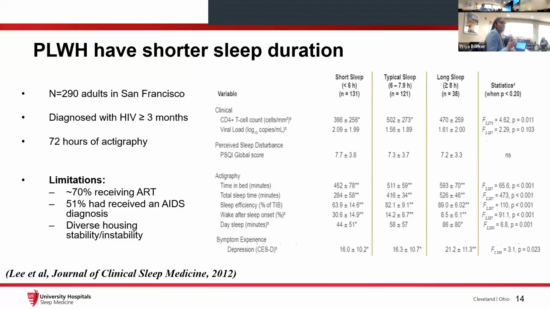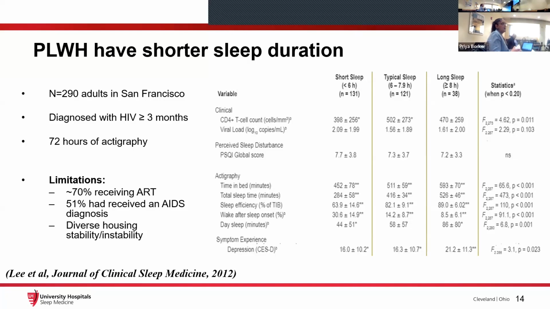When we measure objective sleep measures, we do see a signal in several studies that people living with HIV have shorter sleep duration. They generally tend to get around 6 to 6.2 hours of sleep, depending on the study that you're referencing. This study was done in 2012 in San Francisco, and I will say that this population did have a high burden of active HIV infection, half of which had received an AIDS diagnosis, so certainly there was that factor, but I think there have been other studies as well that have shown this to be true.